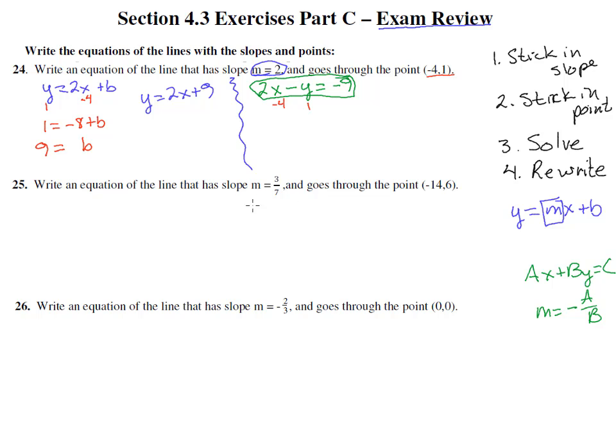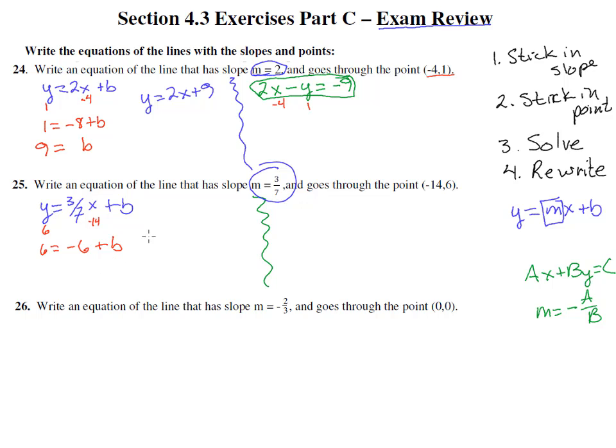The next one, number 25. We have write an equation of the line that has slope equals 3/7. Okay, start right there. y equals 3/7 x plus b. And it goes through the point negative 14, 6. So step number 2, stick in that point. Negative 14 there and 6 there. Step number 3, solve. So we have 6 equals 3/7 times negative 14. Negative 14 is negative 14 over 1. Cancel. You can punch that in your calculator and you get negative 6 plus b.